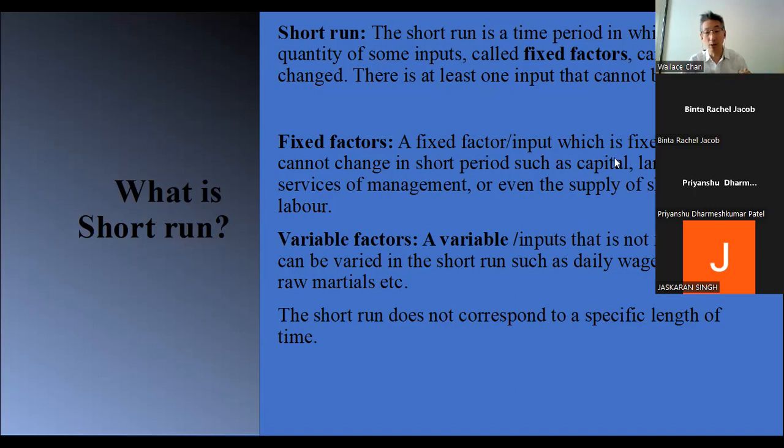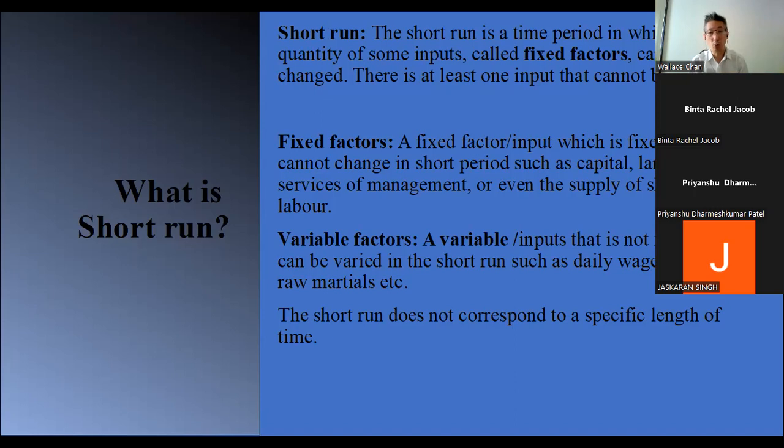Fixed factors, or inputs which are fixed, cannot be changed in a short period, such as capital, land, services of management, or even the supply of skilled labor. Then you have variable factors. The variable factors are not fixed and can be changed even in the short run, such as wages and raw materials. So this is the concept of short run. For example, you cannot easily increase the capacity of your factory. But in the long run, even the fixed factors can be changed.